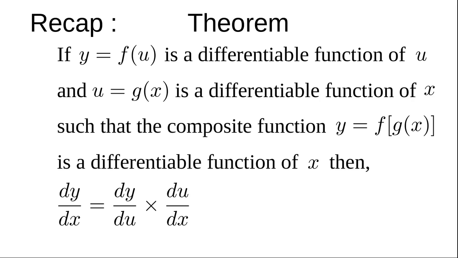Here y is expressed in terms of u, and in turn u is expressed in terms of x. Therefore y is indirectly a function of x. Hence this is a composite function. So this is the formula for composite function. Let us directly get into the examples.